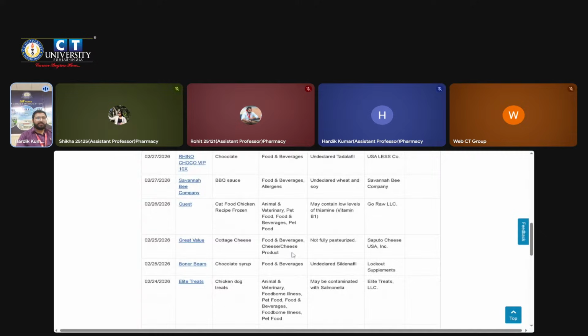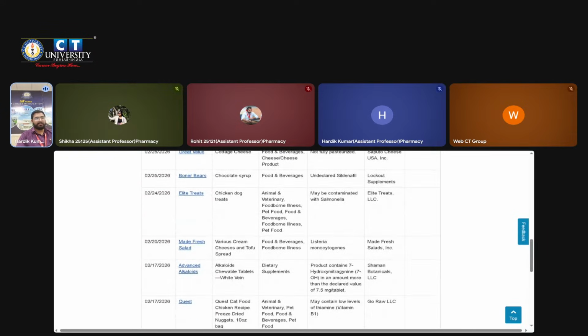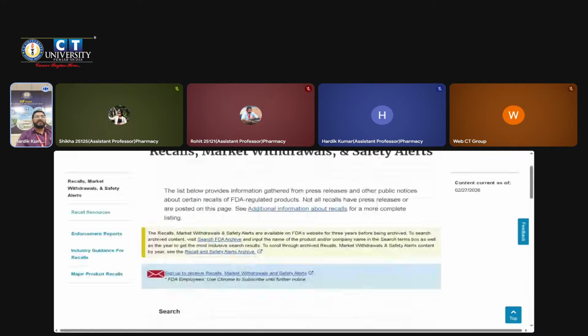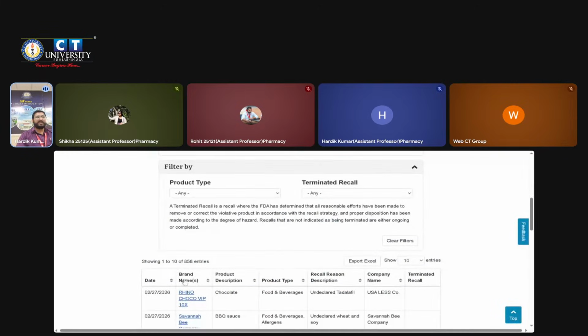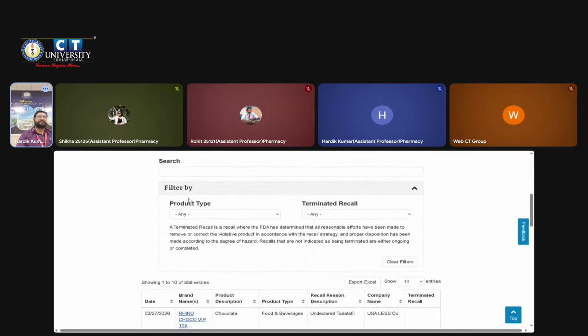If we talk about the drugs, here will be some drugs. This is a dietary supplement of advanced alkaloids that has also been recalled from the market. Baby foods are also recalled from the market. Here is the recall information, in which you get the brand name, product description, product type, recall reason description, company name, and termination of recalls.